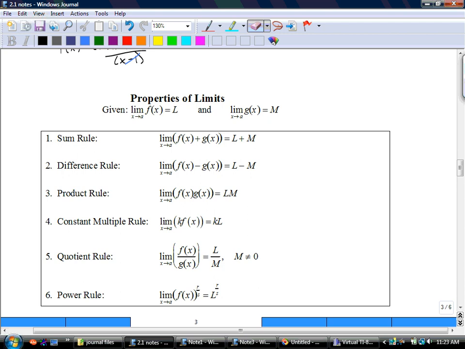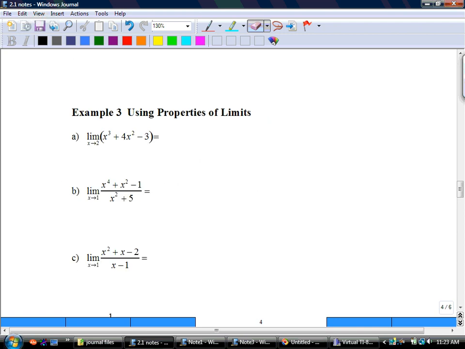Okay, flip the page. So here's why we're talking about this. Using the properties of limits. I have some function x cubed plus 4x squared minus 3, and I am interested in the y value as x gets really close to 2. How can we do that? Could we graph it? Good choice. I'm lazy like you. The first thing that I'm always going to do is substitute the value 2 in for all the x's. So 2 cubed plus 4 times 2 squared minus 3. And then you get 8 plus 16 minus 3, which is 21. So that's one way of doing it.